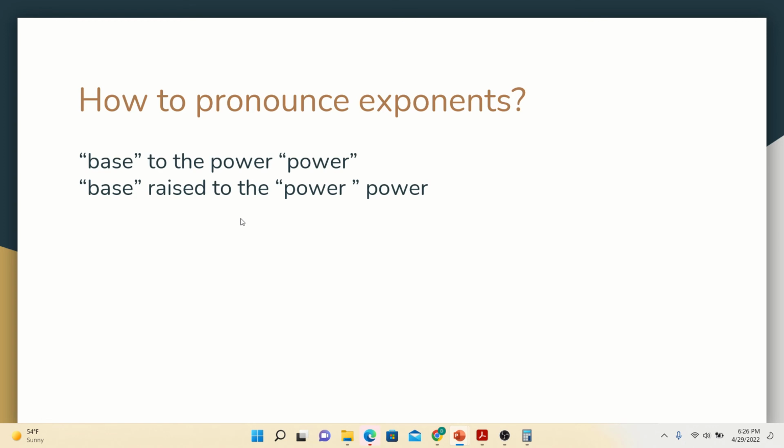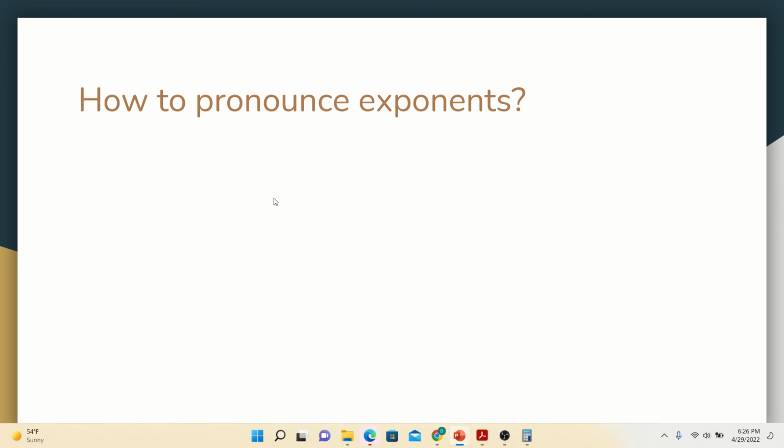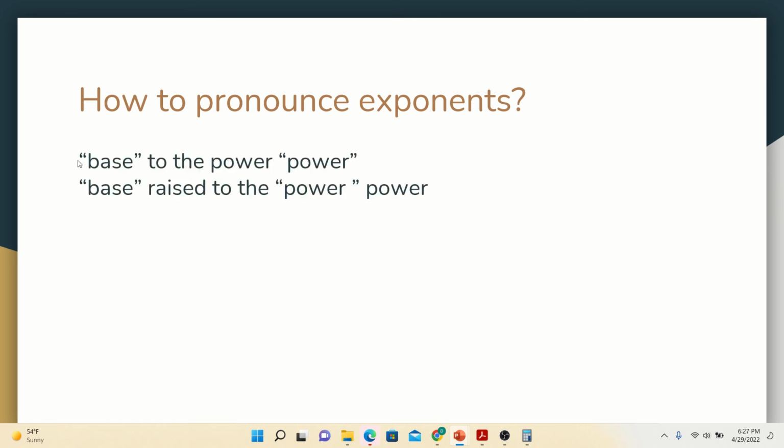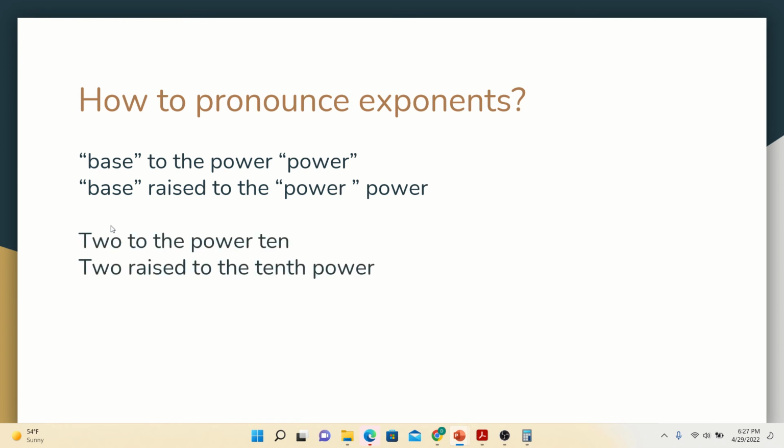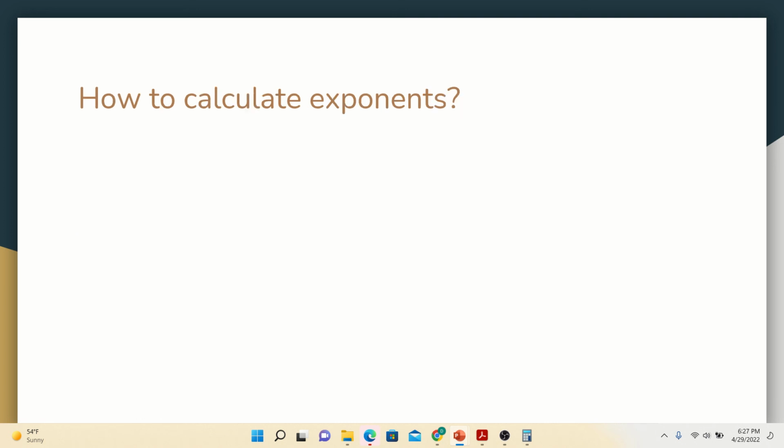So how do we pronounce exponents? Exponents can be read as the base to the power of whatever the power is, or the base raised to the power. So here's an example: 2 to the power 10, or you can say 2 raised to the 10th power. Both of these mean the same thing.